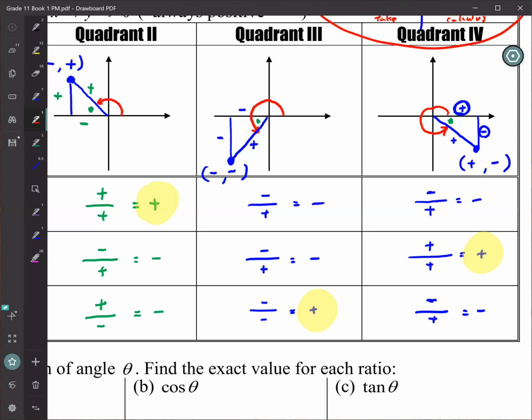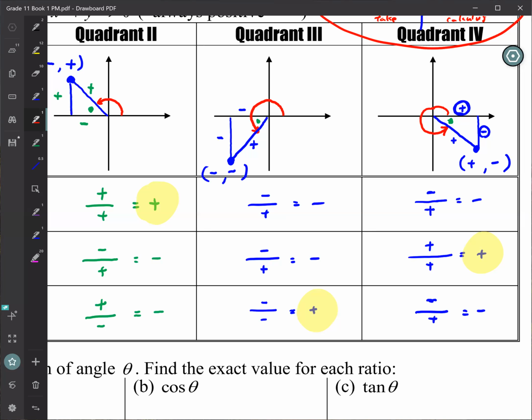Okay, Jiawen, where is tangent negative? 3 and 4. Tangent negative, right? Oh, sorry, 2 and 4. Okay, Marcus, where is cosine negative? 2 and 3. Yes, very good.